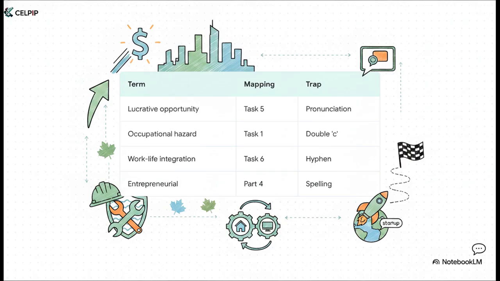You would mitigate an occupational hazard in a task 1 letter to HR. Canadian labor laws strictly mandate workplace safety, making this term highly relevant. Just don't forget the double C in occupational when writing it down. Then we have work-life integration. You'll want to promote work-life integration in speaking task 6.